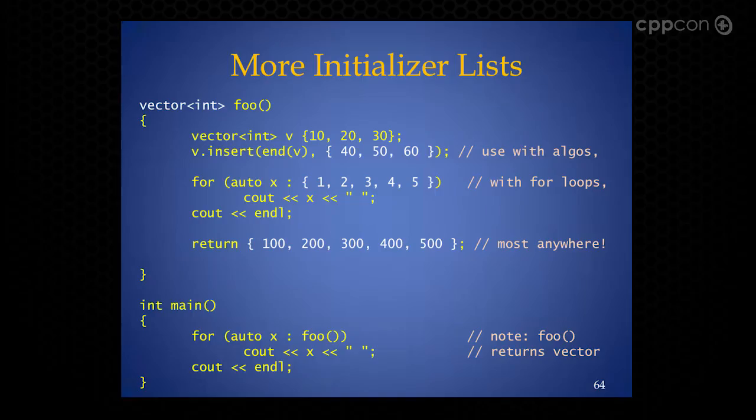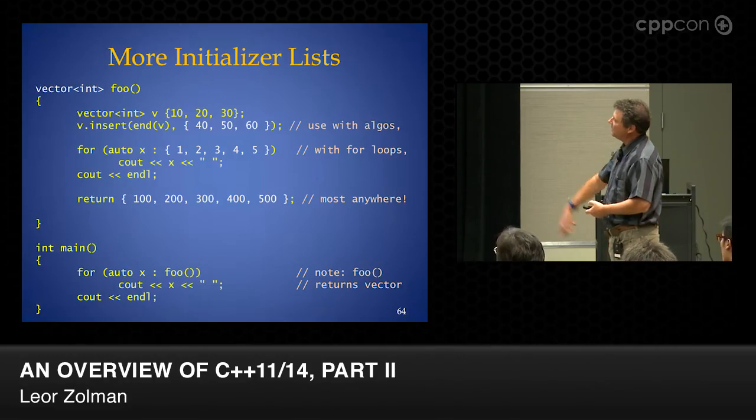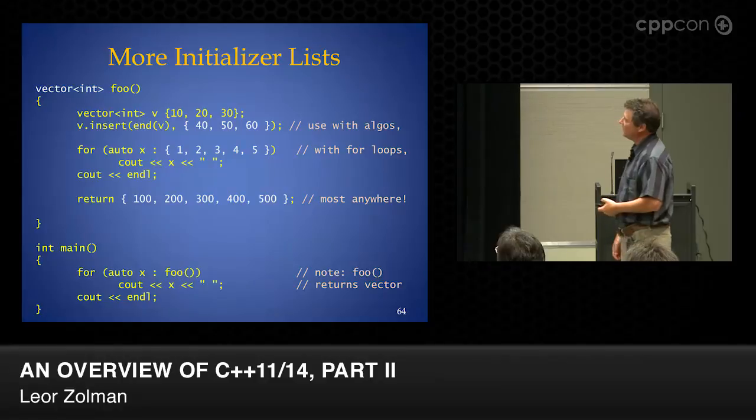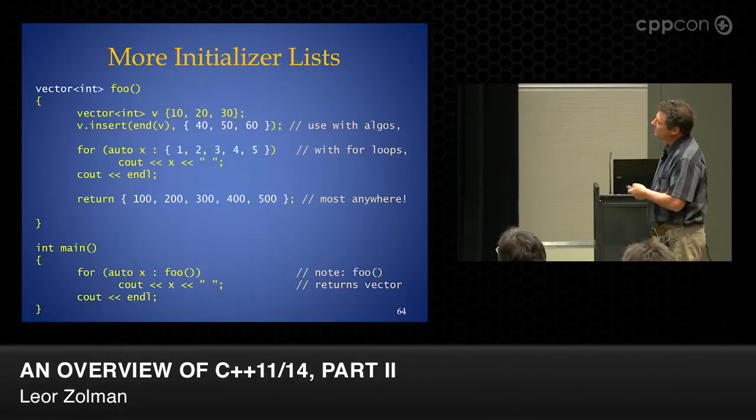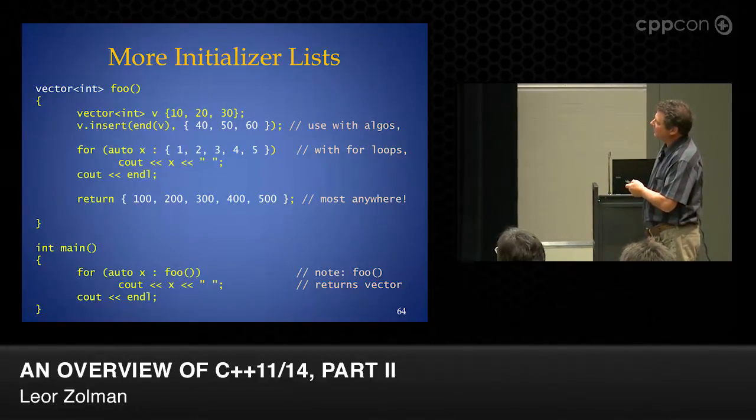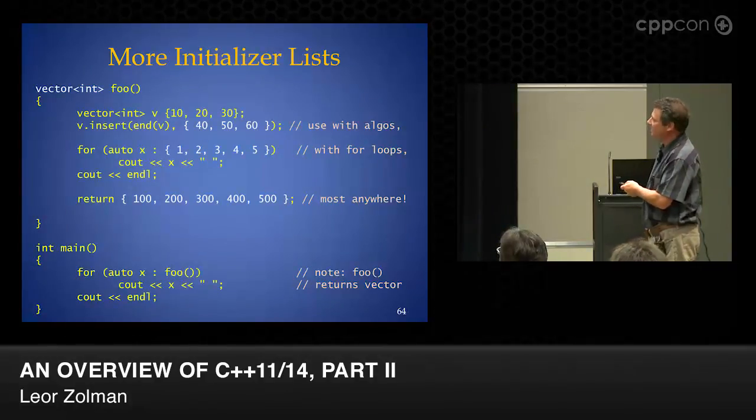So more on initializer lists. Here's a function foo that returns a vector of int by value. Now, in old C++, that would raise eyebrows. Seems inefficient. But as we'll see in new C++, it's not necessarily inefficient at all. Anyway, inside of foo, we have a vector, which we'll initialize, and then we'll mess with it, adding some values at the end. And here's a range-based for that uses an initializer list of stuff and does something with it. We actually saw this before. And then finally, we return this initializer list.